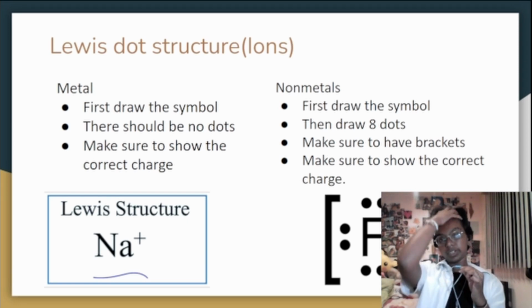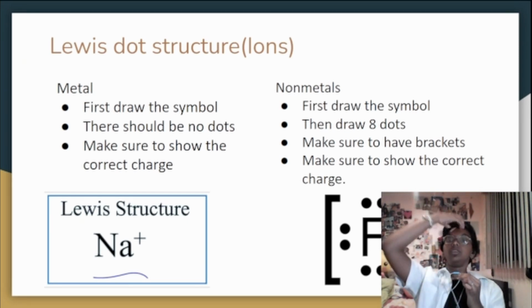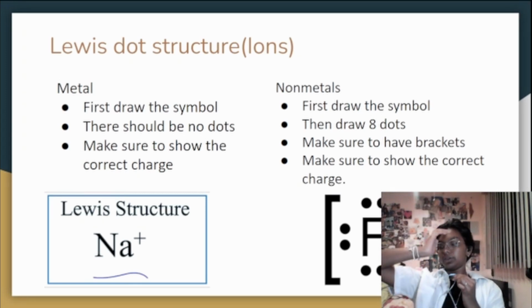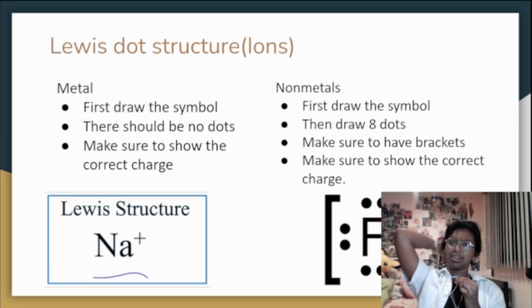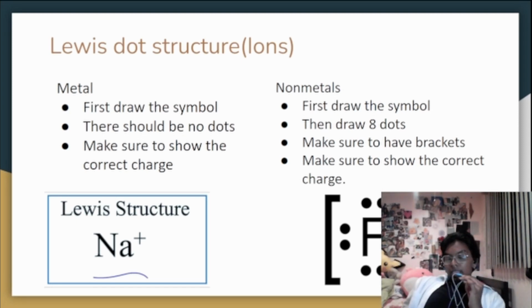So if you're drawing the Lewis dot structure of ions, how do you do it for a metal? For a metal, you would draw the symbol. So the one that's shown, Na, sodium, right? You just write Na. And then there would be no dots.